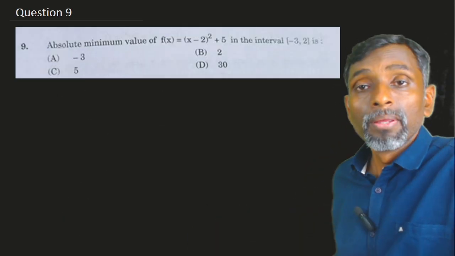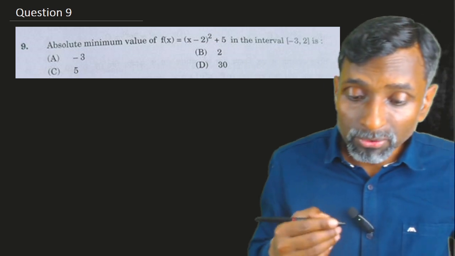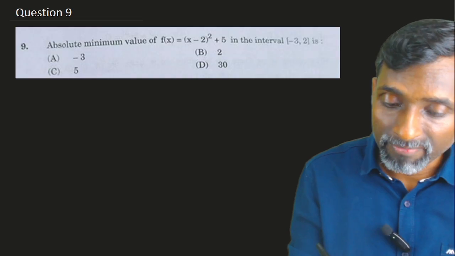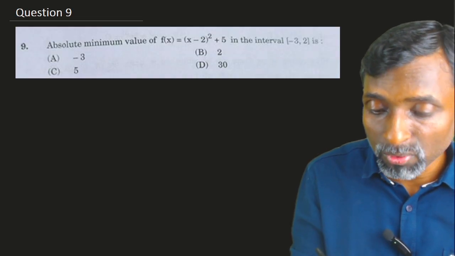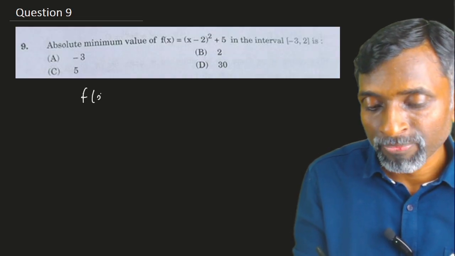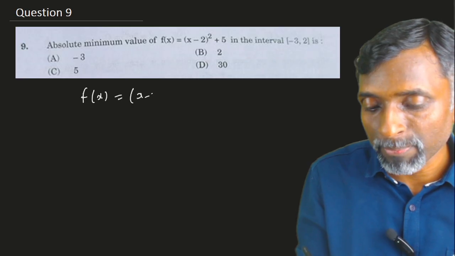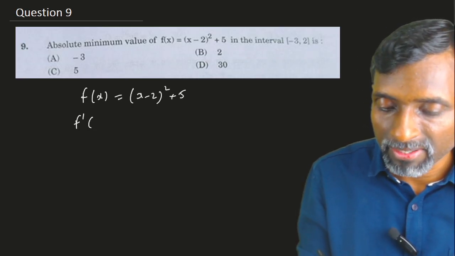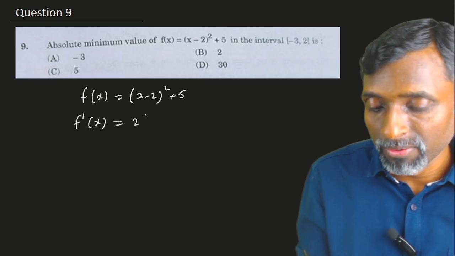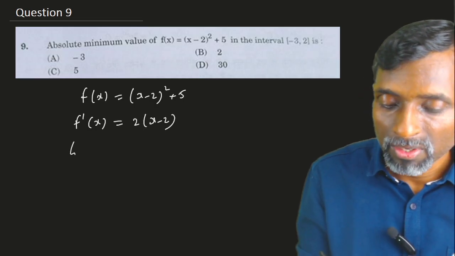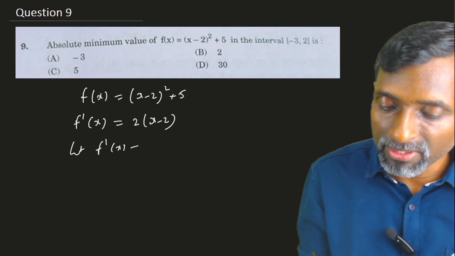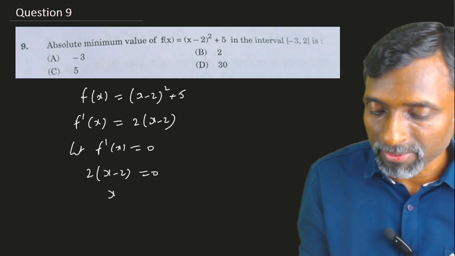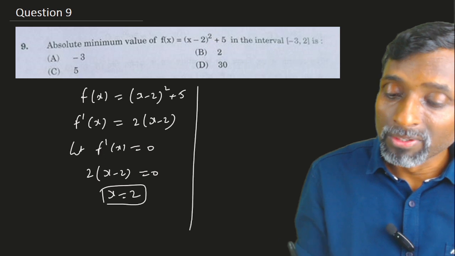Let's move further. Okay. Ninth question, the absolute minimum value. This is the topic from maxima and minima, where we are finding the absolute minimum or absolute maximum value. So in this question, first we have to find the turning point. To get the turning point, we can find the derivative. It is 2 multiply x minus 2 plus 0. We can equate this derivative with 0. So it is 2 multiply x minus 2 is equal to 0. X can be written as 2. So we got the turning point.